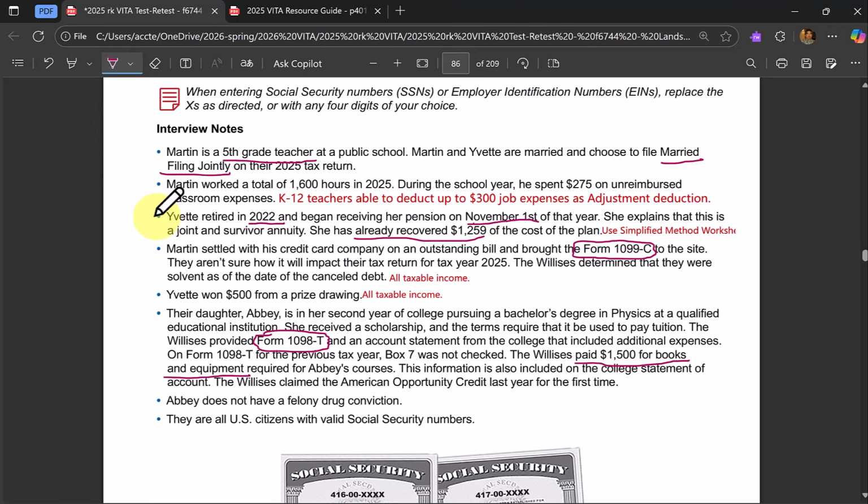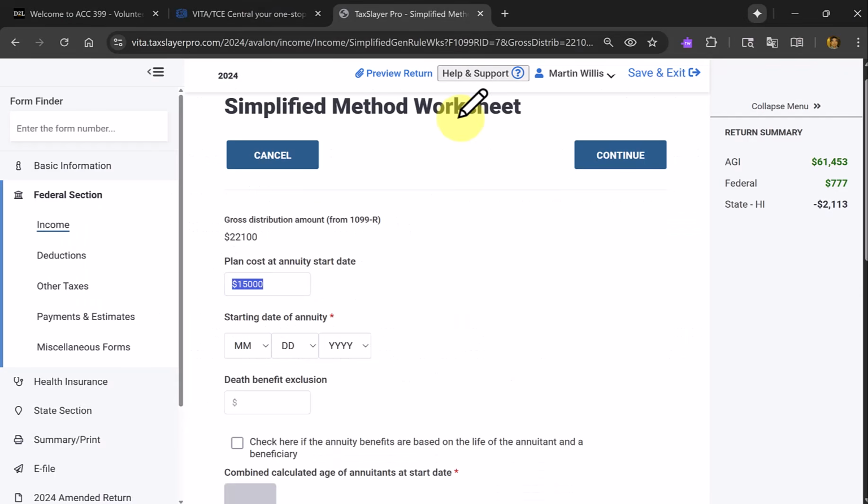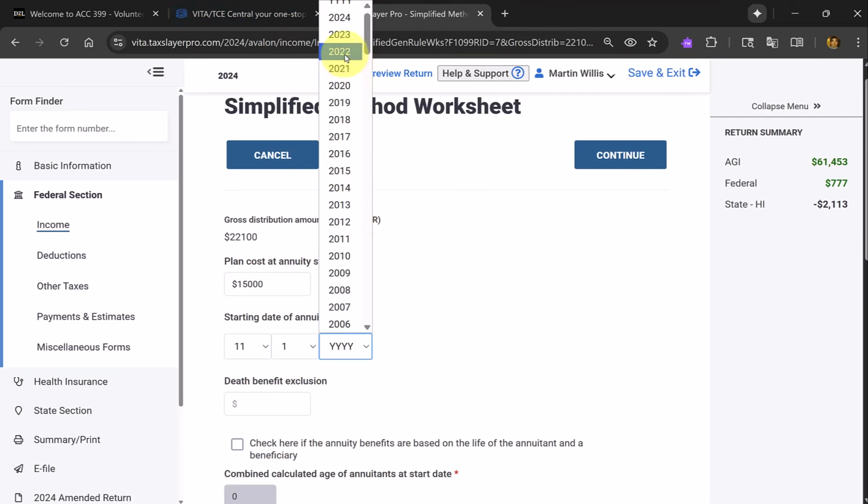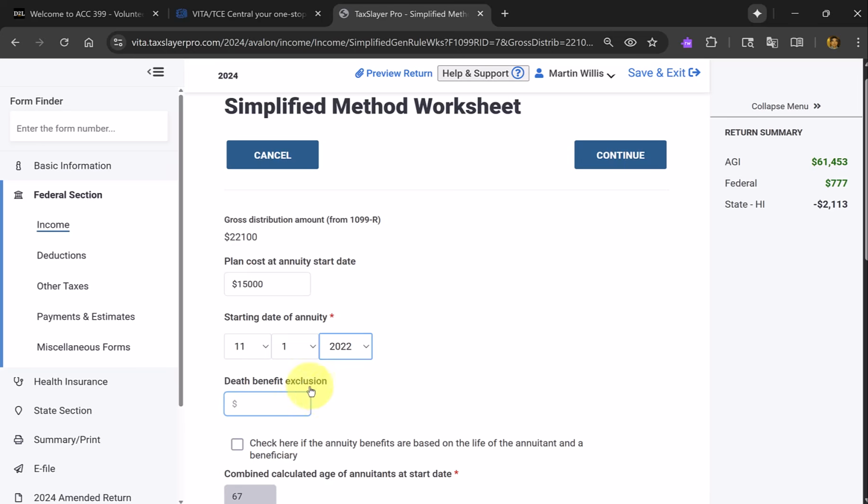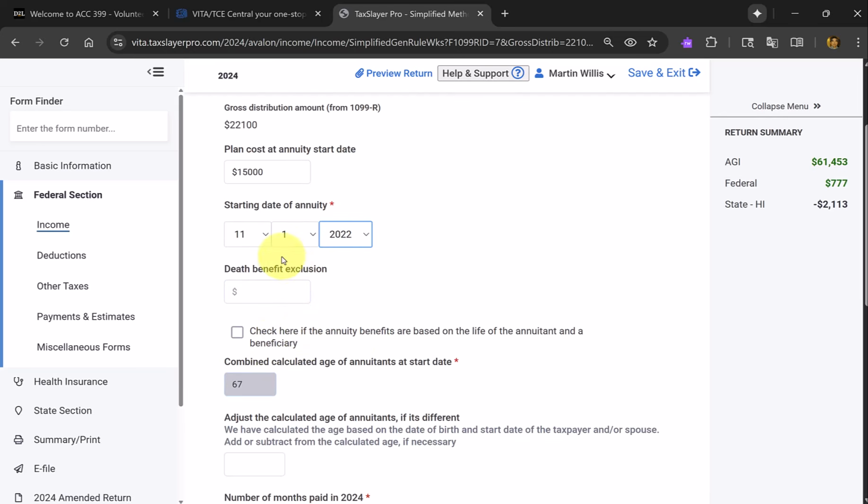Right in this paragraph right here, she retired on November 1st, 2022, and she's already gotten back tax-free in those previous years, 1259. Let me get my number straight. November 1st, 2022. There's no tax-free death benefit. Usually this would be in the first year the retiree had passed away.